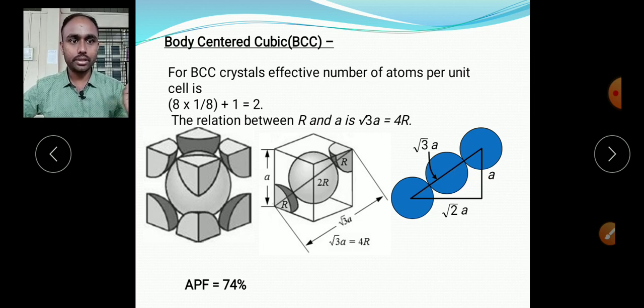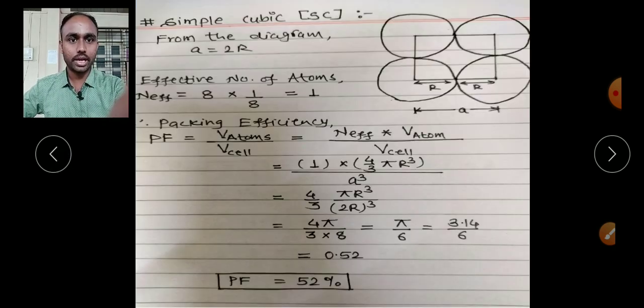So, to find that, let us talk about this particular diagram. What I have taken here is simply the body diagonal, because one atom is present at the body centered point. And that is why, as we have considered in case of simple cubic structure, we cannot take only one face.